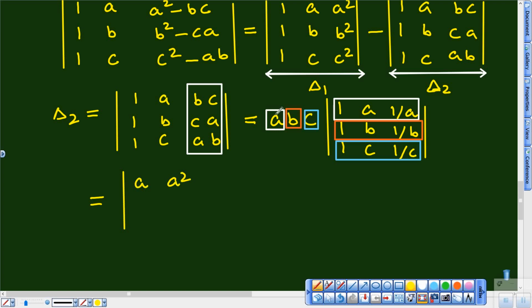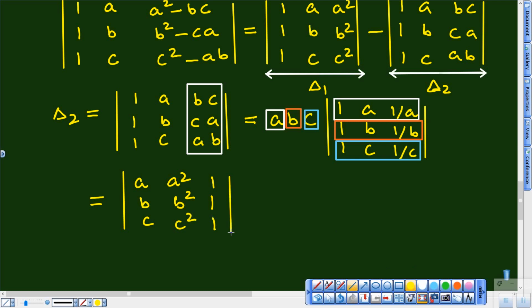A square. A is getting multiplied in the first row, so A square 1. B is getting multiplied in the second row, so it becomes B square 1. C is getting multiplied in the third row. That's why it becomes B square 1 and C square 1.